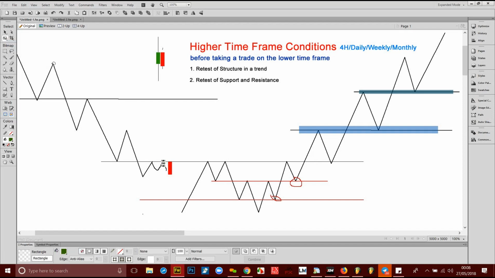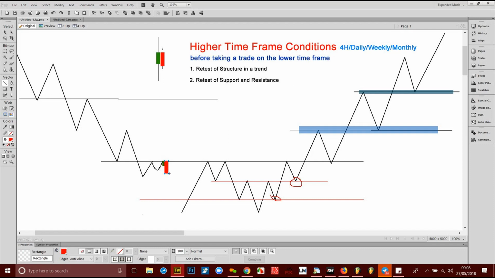Okay, so what am I looking for now? I'm looking for this candle to engulf this candle after that double top. So this came and did that, dropped there, and then forms an engulfing candle, a bearish engulfing candle. This is where I enter my market.